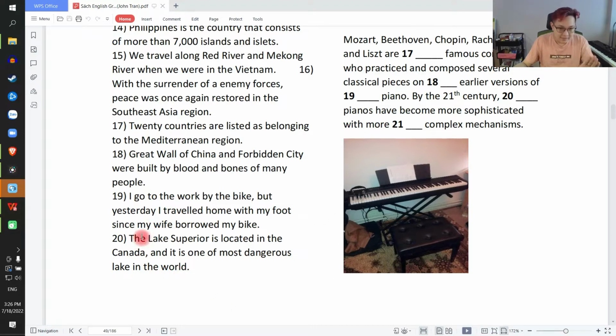Okay, once again, Lake Superior is located in Canada, and it is one of the most dangerous lakes in the world. Hồ Lake Superior thì được tọa lạc ở Canada và nó là một trong những cái hồ nguy hiểm nhất thế giới. Okay.